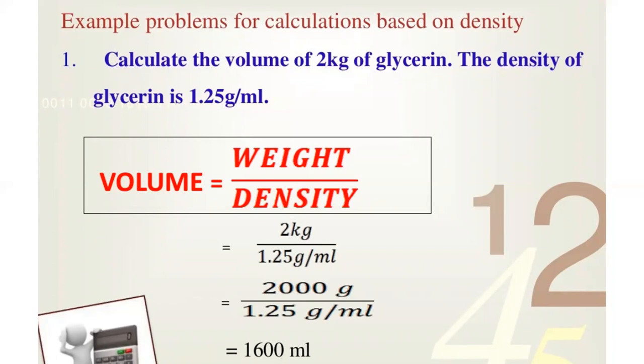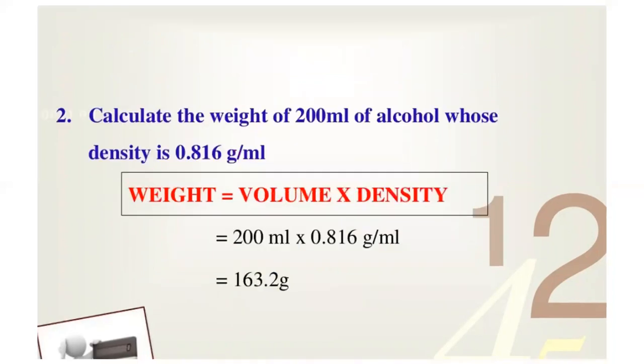So this is the calculation which is based on density, by using the formula volume is equal to weight by density. So this is the first calculation. And next one, you see, calculate the weight. In the previous calculation, you have calculated the volume. So here you are calculating the weight.